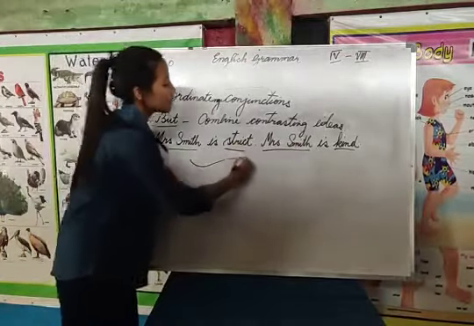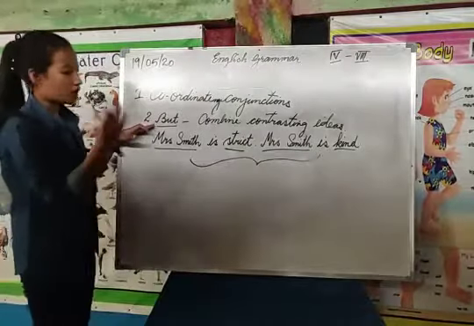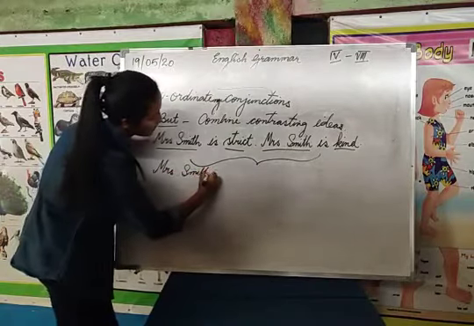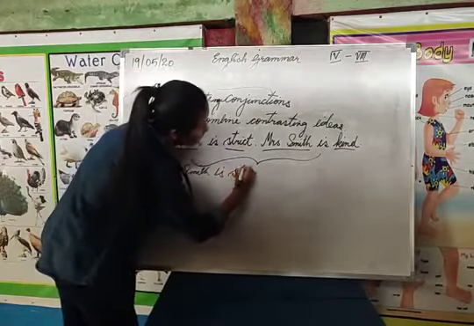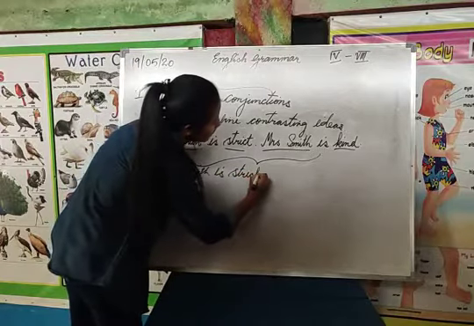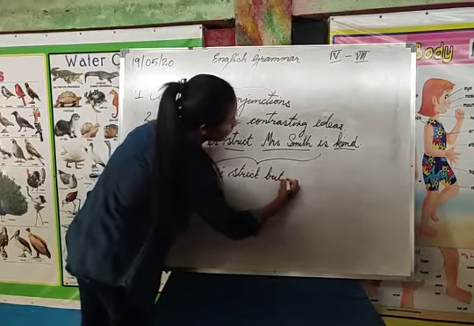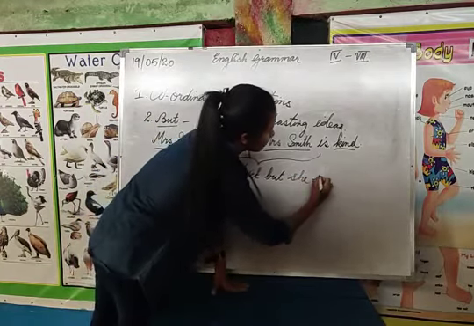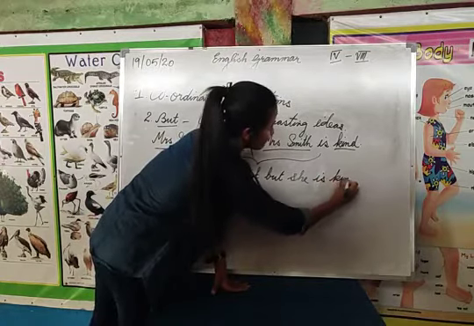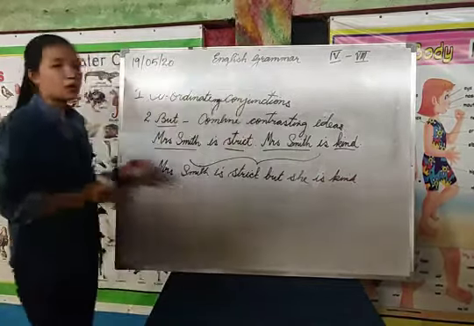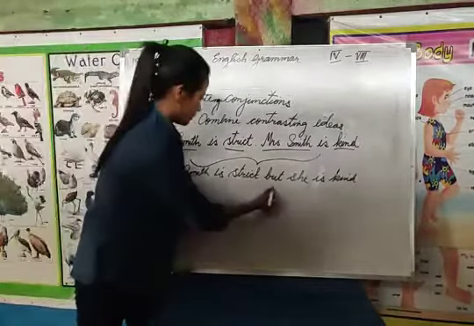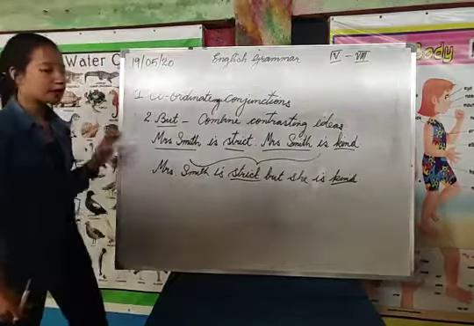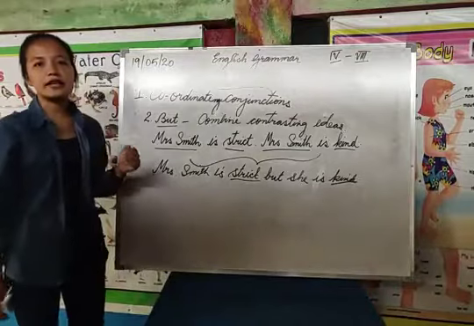So in order to combine these two sentences, we use the conjunction but. How? Just have a look here. Mrs. Smith is strict, but she is kind. So here you can observe that we are discussing the positive yet also negative quality about Mrs. Smith. Clear? So let's discuss the third type of coordinating conjunctions.